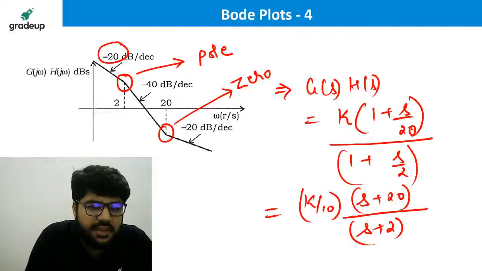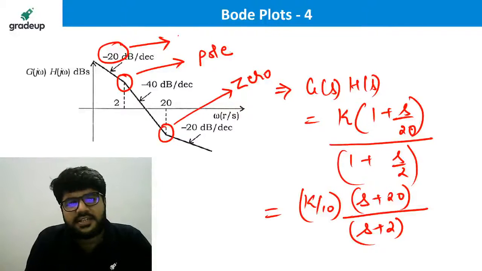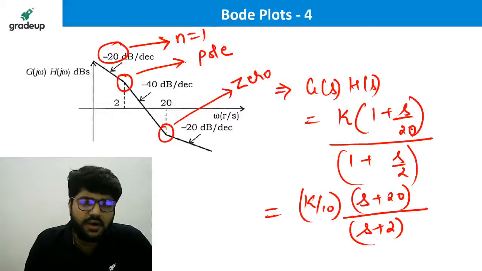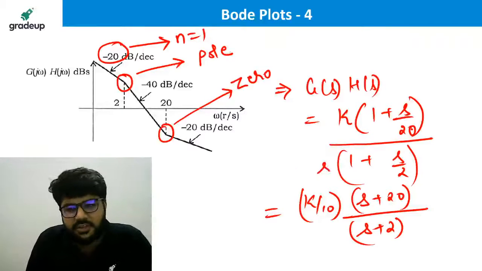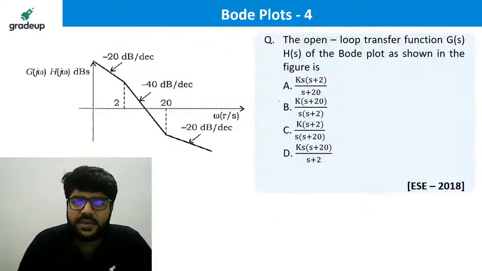Now there is one more thing. This is about the simple pole and simple zero. Now from the initial slope, what do you get? From the initial slope you get the value of n, and n is equal to 1 because the initial slope is minus 20. So that missed out term, I will also write down. So (s+20) divided by s(s+2).